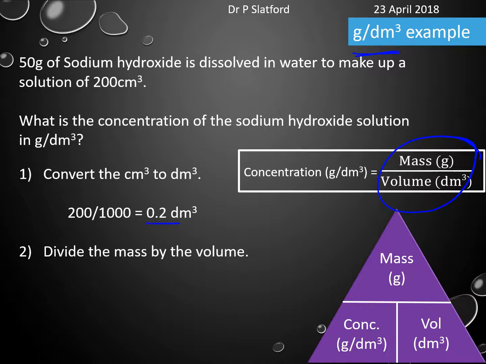And then I need to divide the mass in my question by that volume. In this case, I've got 50 grams of sodium hydroxide, and I'm going to divide it by 0.2 dm cubed. So the concentration in answer to this question is 250 grams per dm cubed.